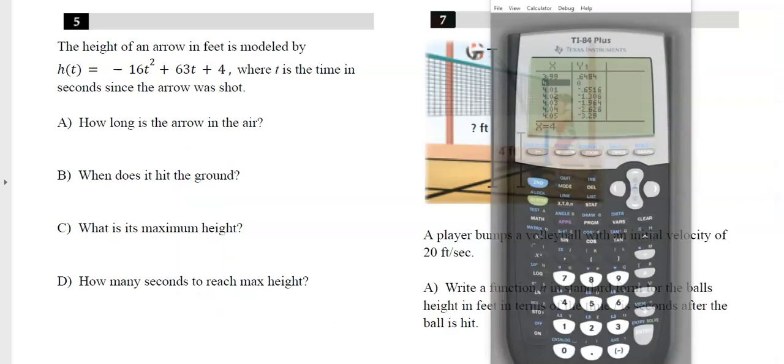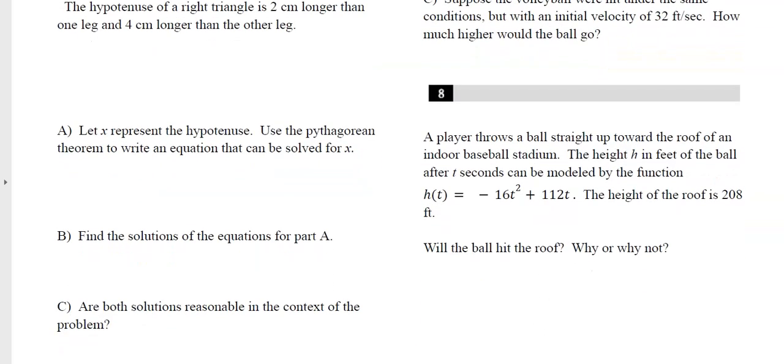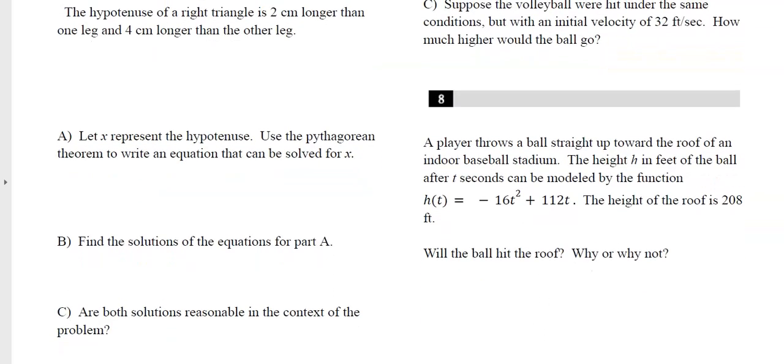All right. Which one are we on here? Number 6. Hypotenuse of a right triangle is 2 centimeters longer than one leg and 4 longer than the other leg. All right, I haven't done this problem before, so let's see what we got going here. So I have a right triangle, and the hypotenuse is 2 longer than one leg and 4 longer than the other leg.